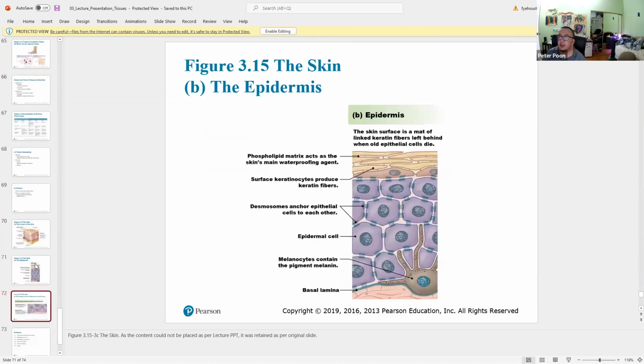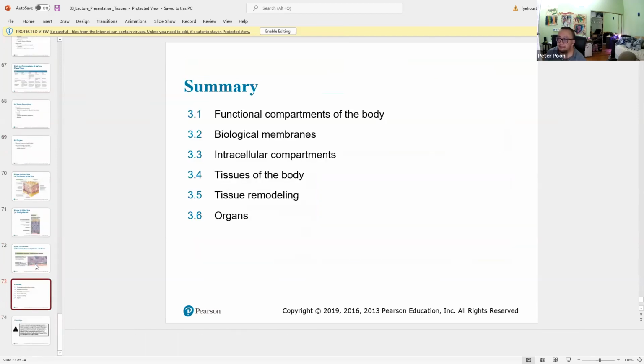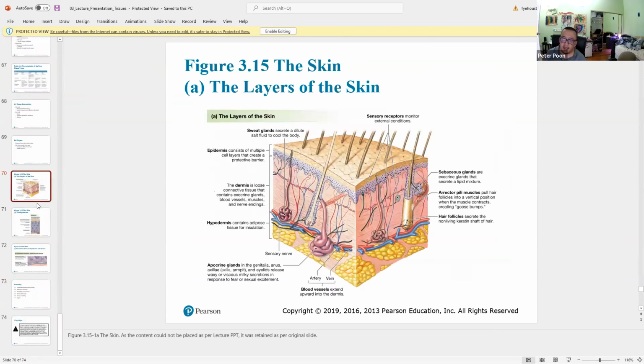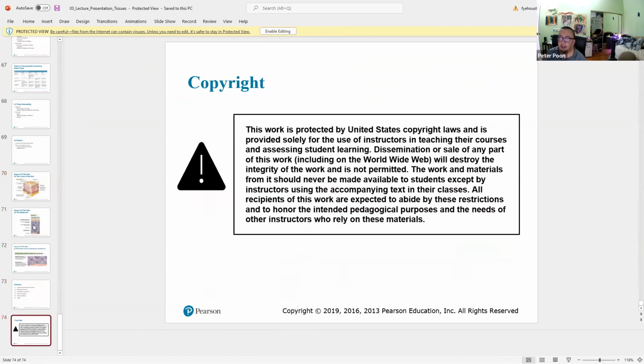Organs, skin, epidermis. So the skin is just an example, right? You have all four tissue types. You have blood vessels for connective tissue, you have epithelium, you have nervous tissue, and you have muscles here and muscles here. So all four types of tissue are here.